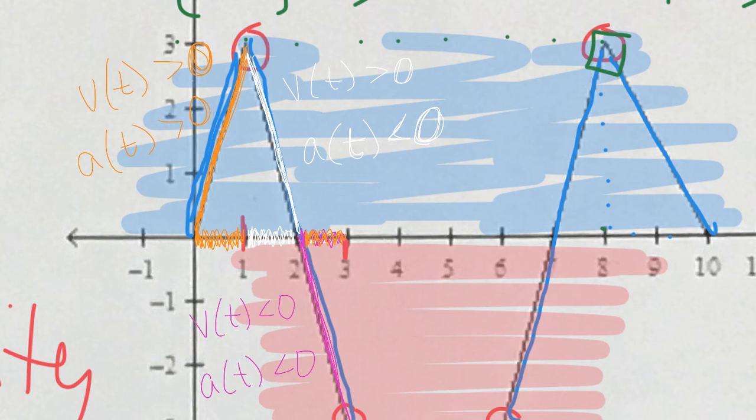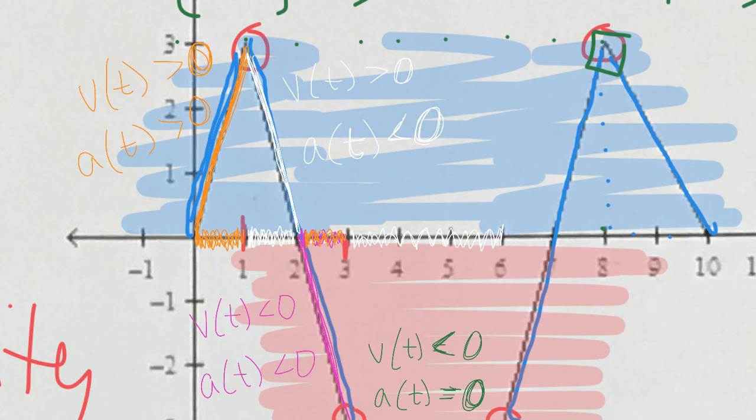Okay, so how about between 3 and 6? We have velocity that is negative, less than 0. And what about acceleration? The acceleration equals 0. So are 0 and negative the same sign? No, it is not the same sign. So through here the speed is decreasing. I see what we're doing, we're just matching them up.